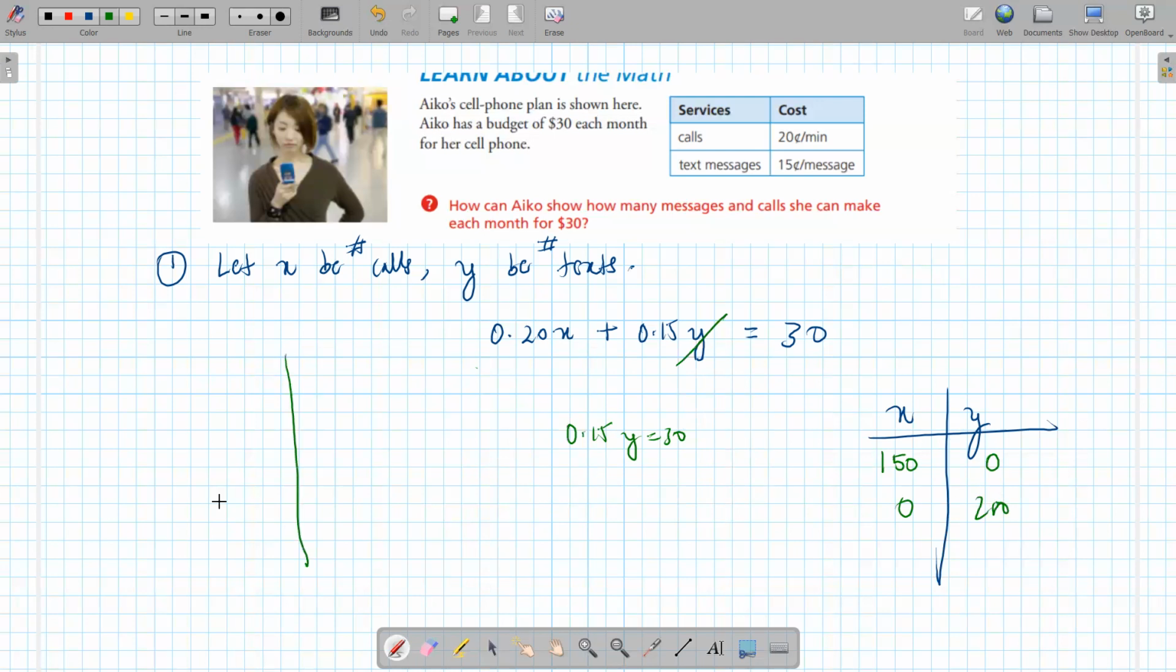We have 2 points, and again, we're not trying to be super precise here in terms of the graph. So let's just say this is 150 on the x-intercept, and this is 200 on the y-intercept. Your graph is going to look something like this. Cool? What's the slope of this line?